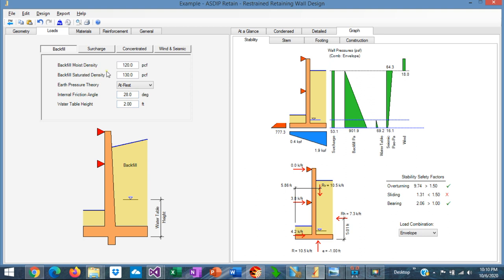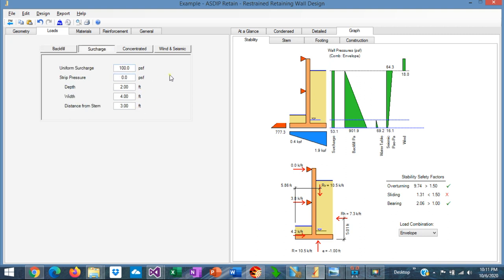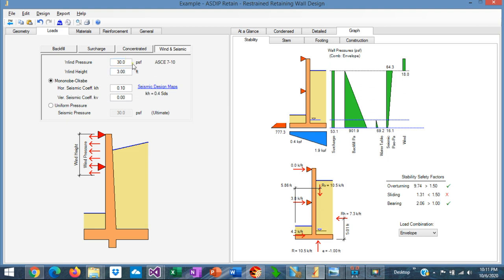We are using a backfill with a density of 120 PCF, and we are using the at rest lateral pressure, as discussed before. The internal friction angle of this material is 28 degrees, and the water table is 2 feet counted from the bottom of the footing. We are specifying a surcharge, and non-concentrated loads. We have a wind at 30 PSF pressure applied at the top of the backfill. And the program shows the pressure diagrams in this view. This represents the surcharge, which is a uniform lateral pressure.